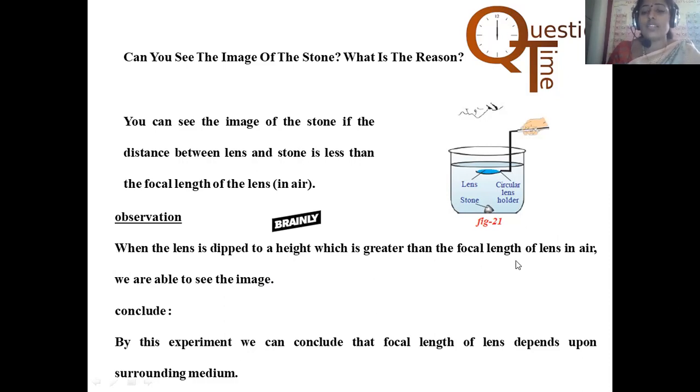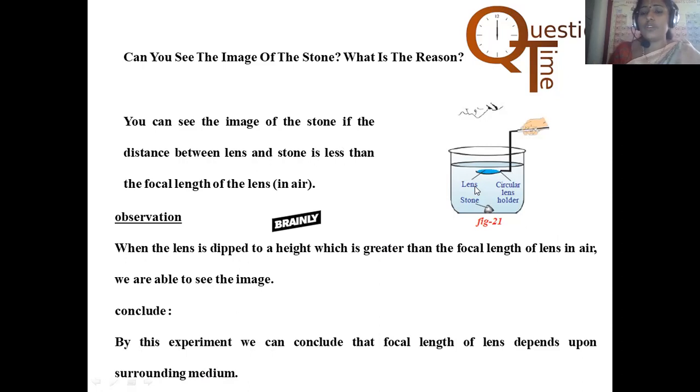If it is greater than the focal length, what happens? The image is clearly visible to us, and it will be a real image generated on the screen rather than a mirror. By this experiment, we can conclude that the focal length of the lens depends upon the surrounding medium. So here, focal length purely depends upon the surrounding medium. That is concluded by using this experiment.